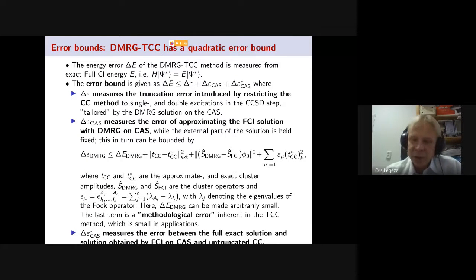I don't want to get into the details, but basically in the middle you can see a formula where we identify the different terms. There are error terms coming from the DMRG just approximating the CI. There is something due to the truncation of the CC, and also some methodological error from keeping the amplitudes of the CC part fixed while we do the DMRG, and then keeping the CAS fixed while we do the CC. But for a given CAS, working through all these things, it can be shown that finally we obtain a quadratic error bound.